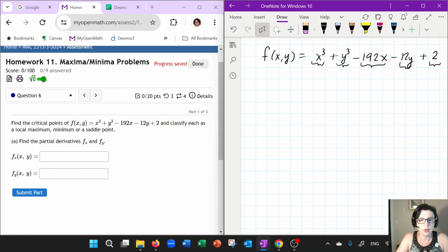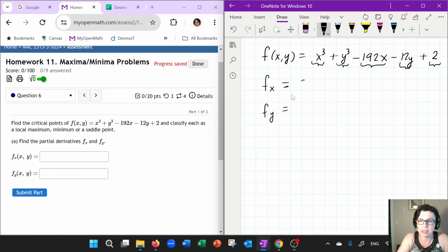All right, let's take a look at the problem of finding and classifying local maximum, local minimum, and saddle points of x cubed plus y cubed minus 192x minus 12y plus 2. So first we are going to take the partial derivatives and set them equal to 0. For critical points, both of these partials must be equal to 0. In other words, the gradient will be equal to 0.